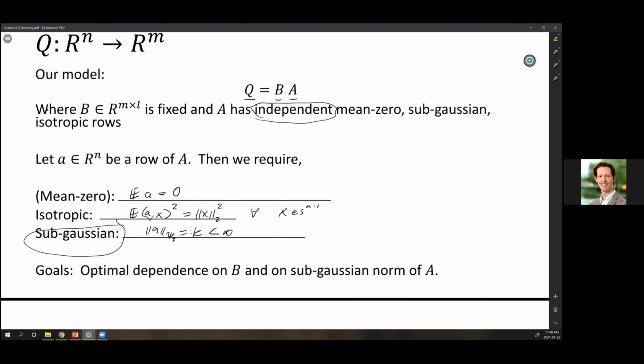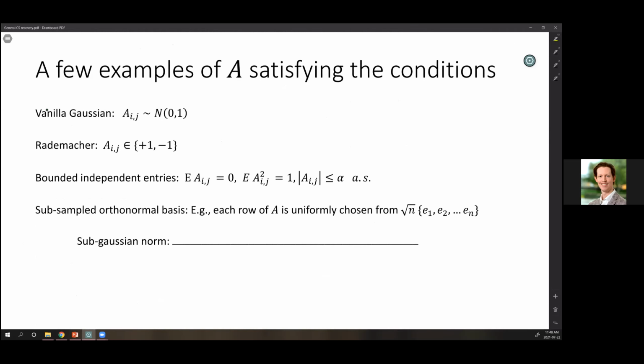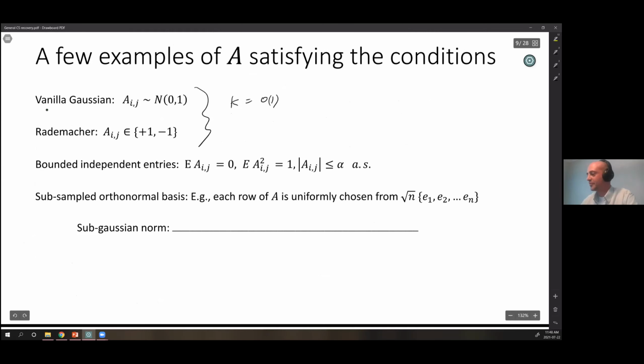Nothing else right now. Okay, so a few examples. If A has standard normal entries, which are independent, or if it had plus 1, minus 1 Rademacher entries, these would both satisfy K is order 1. I'm not being careful with constants, and that will be a theme. If it has bounded entries, bounded by alpha, then K, that sub-Gaussian norm, would always be less than alpha.